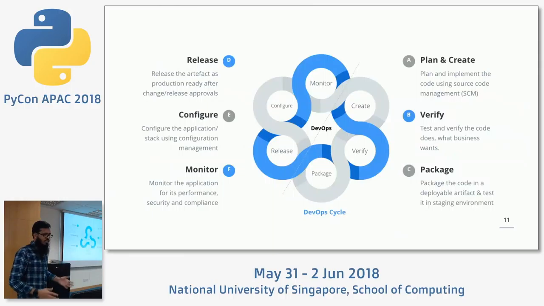Now this is how your typical DevOps pipeline or workflow would look like. You first plan, and then you create, and then you verify. Once you're happy with it, you package and release it, right? And finally, someone would configure it, deploy and continuously monitor it, right?